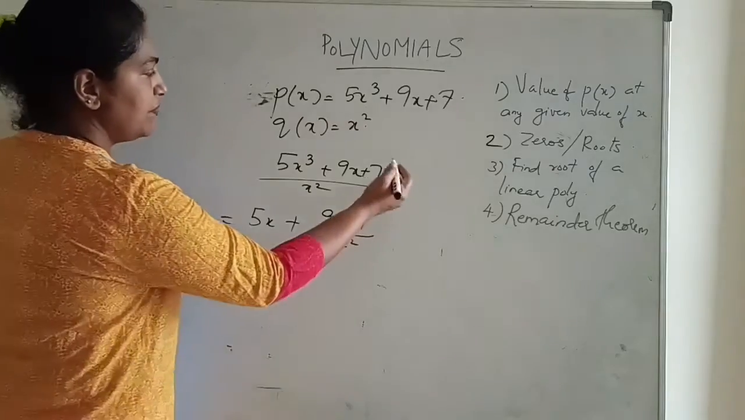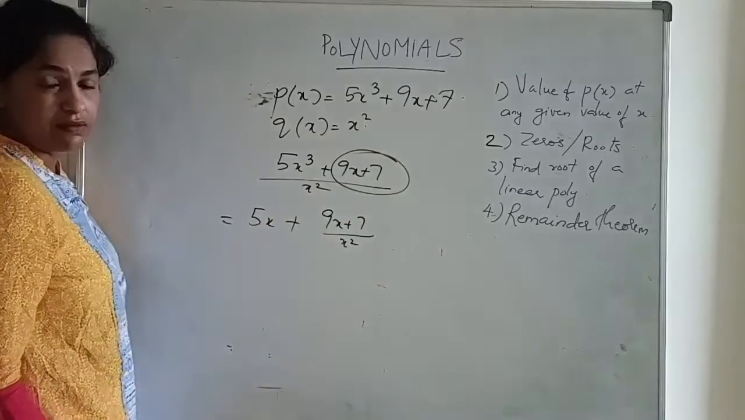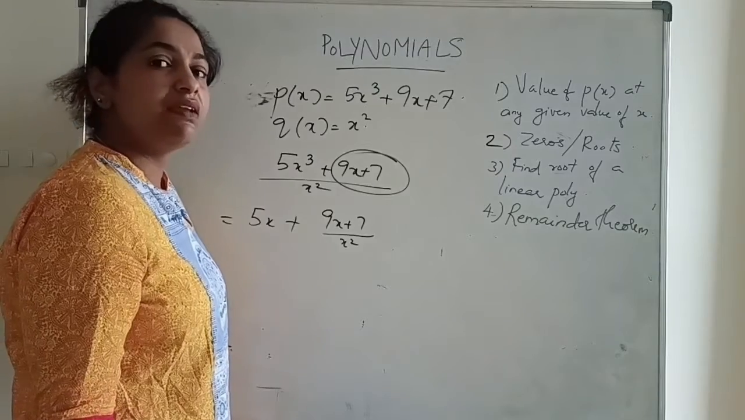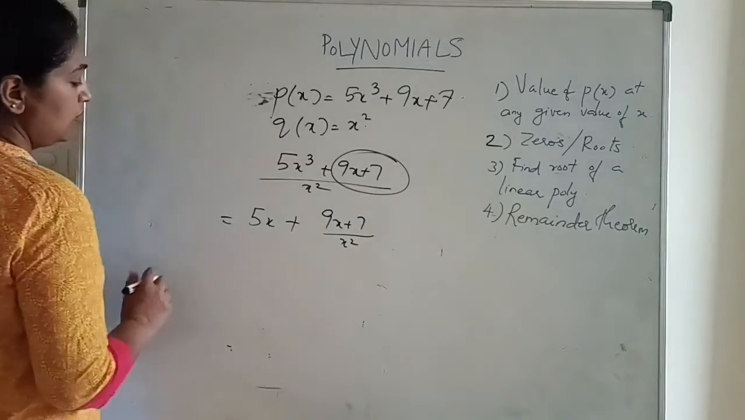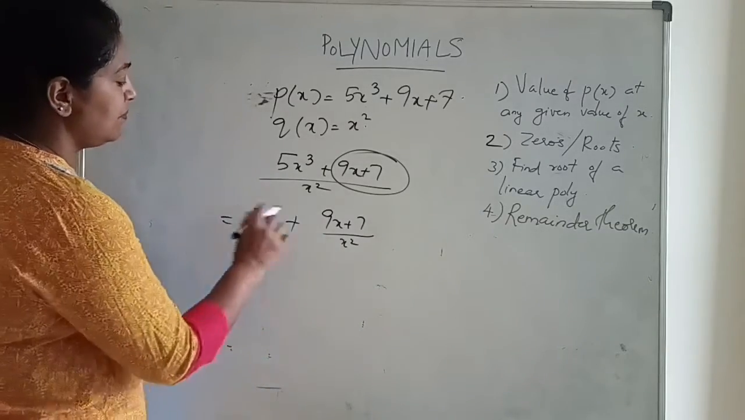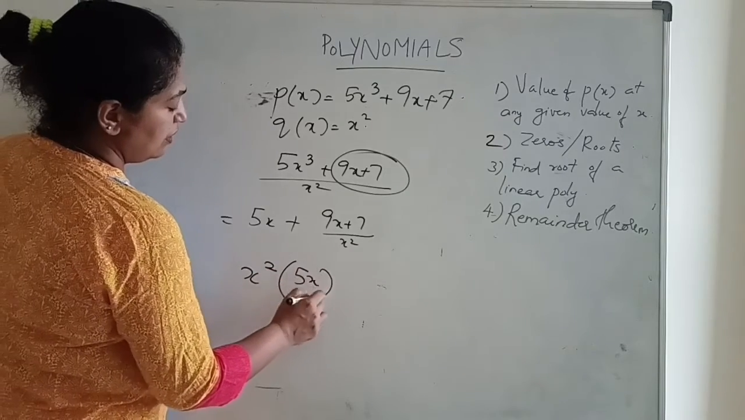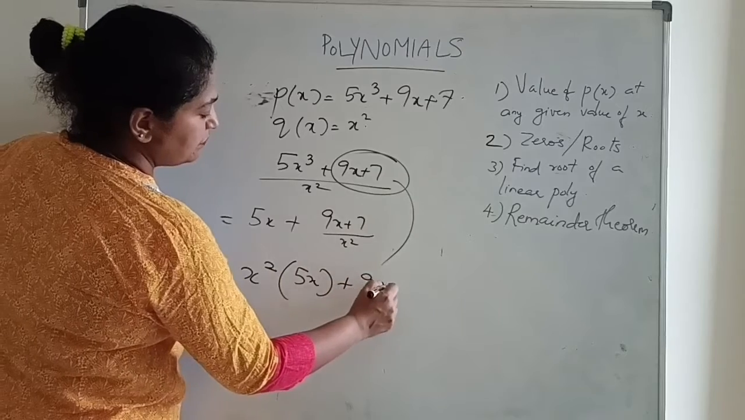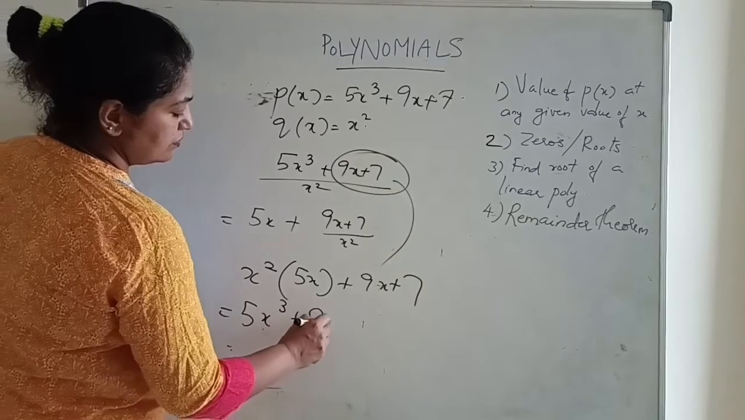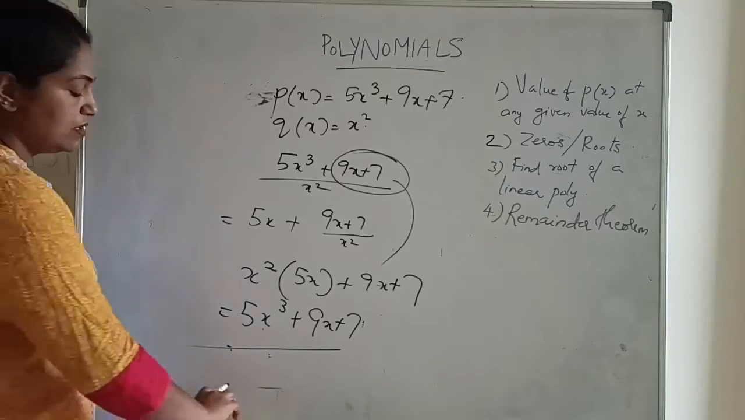Okay. So I can say that in this particular polynomial, when it gets divided by x square, 9x plus 7 is my remainder. Whichever part of the polynomial is not divisible properly by the divisor is my remainder. Okay. So my dividend has to be equal to divisor into quotient plus remainder. What is divisor? What is the quotient? Plus, what is my remainder? This is my original dividend. Okay.